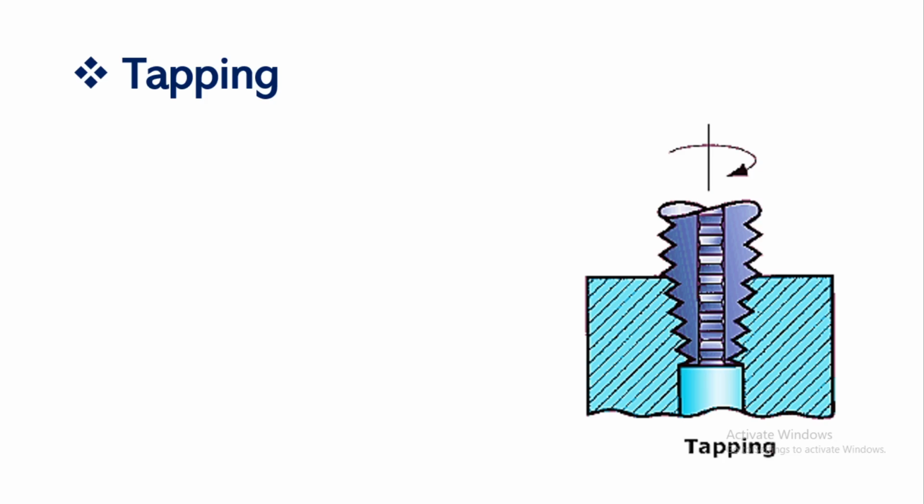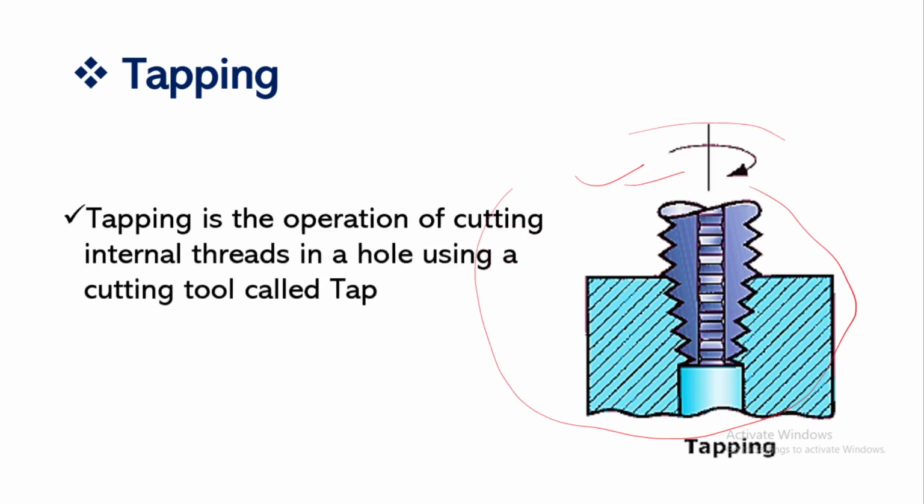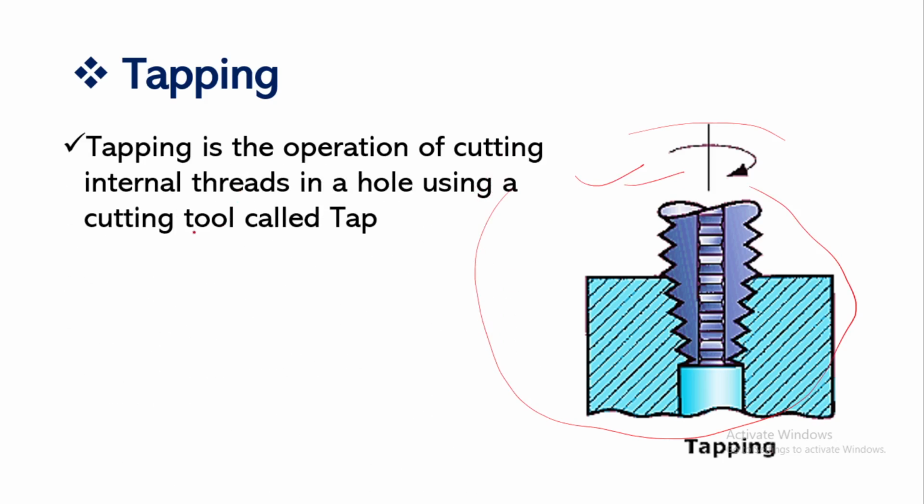Next is the tapping operation. The tapping operation looks like this, and you need to draw this again for the tapping operation. The first point regarding the tapping operation is that tapping is the operation of cutting internal threads. External threads we have performed using the lead screw and half nut mechanism on the lathe, but here you can also perform it using the tapping operation.